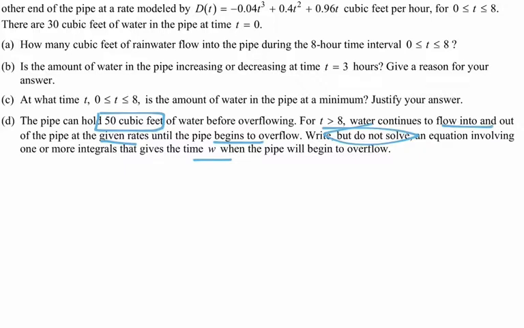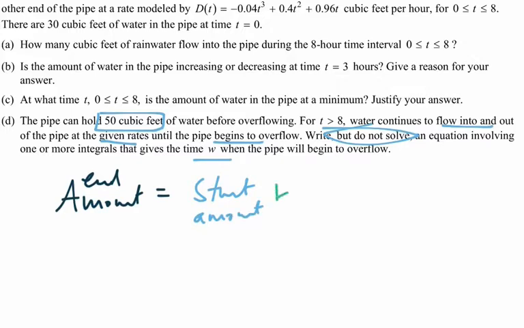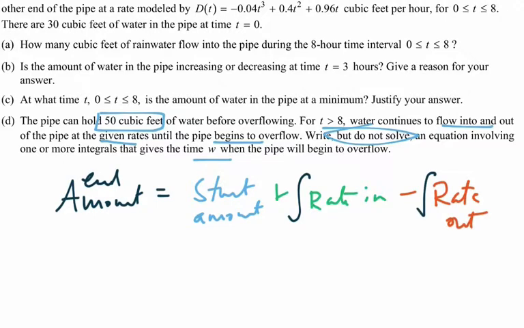Maybe it's like the stretch question, but we're just saying that the end amount is going to equal our start amount plus the integral of the rate in minus the integral of the rate out. And we know that we have to include both of these because it says that the water flows into and out of the pipe, and it gives us a final amount, right? This pipe ends when the volume hits 50.